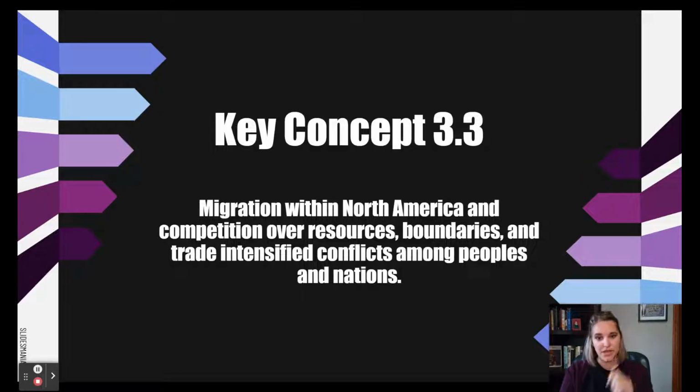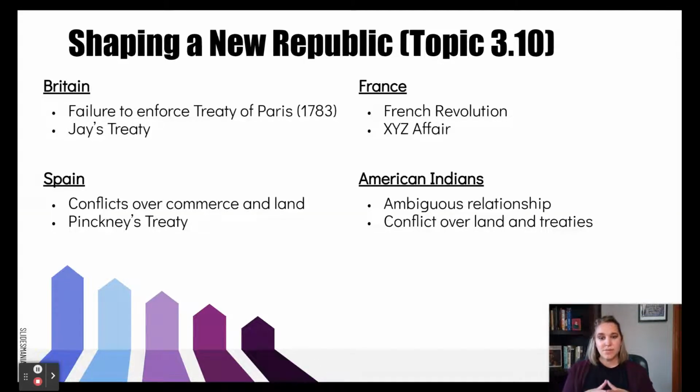We've got key concept 3.3, migration within North America and competition over resources, boundaries, and trade, intensified conflicts among peoples and nations. So in shaping a new republic, we have 4 groups of people that the nation has challenges with. With Britain, they are failing to enforce the Treaty of Paris, and so Britain has not left its outposts. This leads to Jay's Treaty, which doesn't really solve the issues. Britain is also impressing our ships and our sailors, and so Jay's Treaty doesn't really solve that issue, but it is a diplomatic attempt at that.